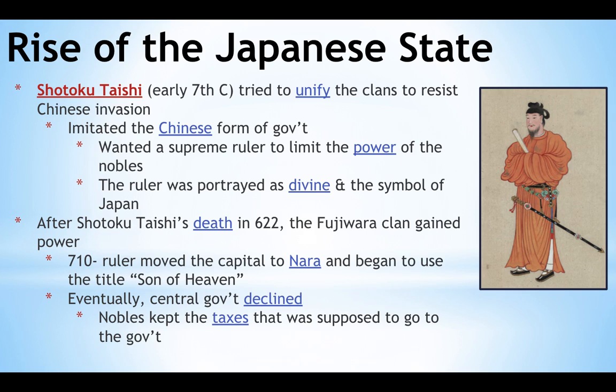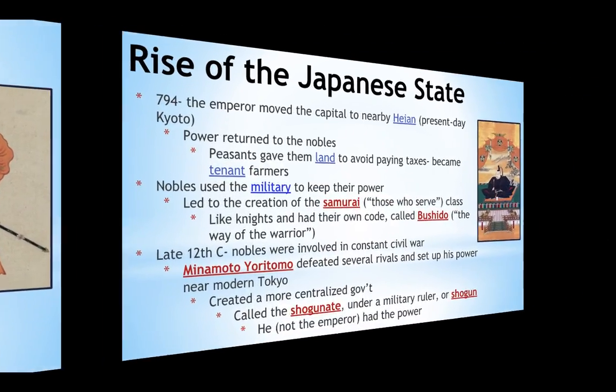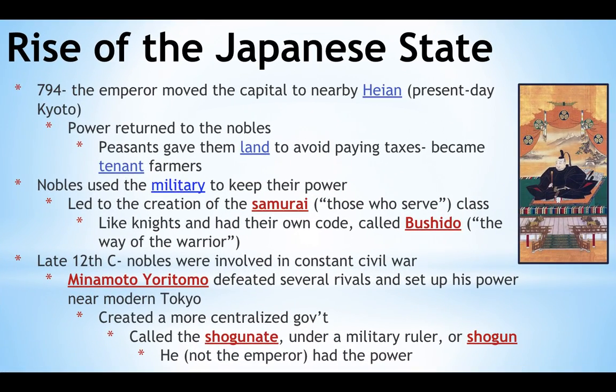But after Shotoku Taishi's death in 622, the Fujiwara clan is going to gain power. In 710, the ruler moved the capital to Nara and began to use the title Son of Heaven. But eventually the central government will decline, and the nobles kept all the taxes that were supposed to go to the government. In 794, the emperor moved the capital to nearby Heian, which is present-day Kyoto. And the power returned to the nobles once again.